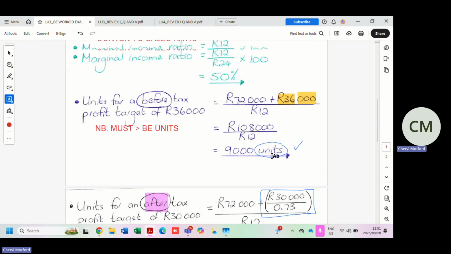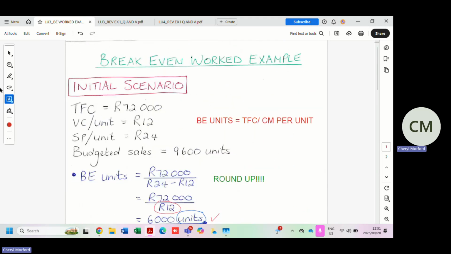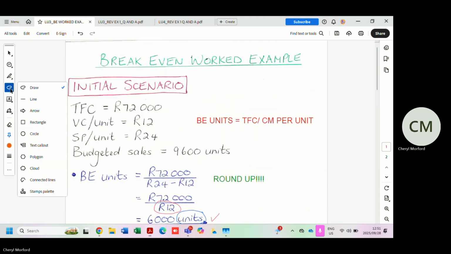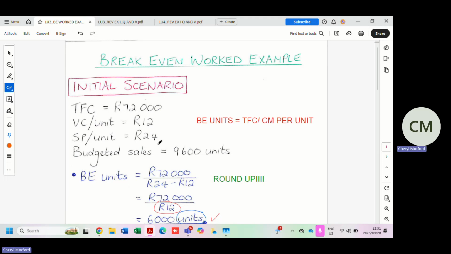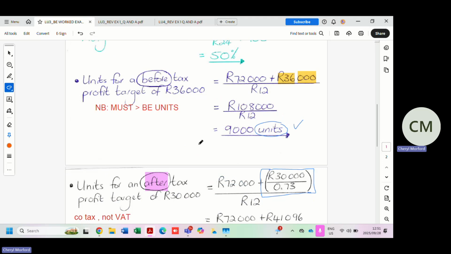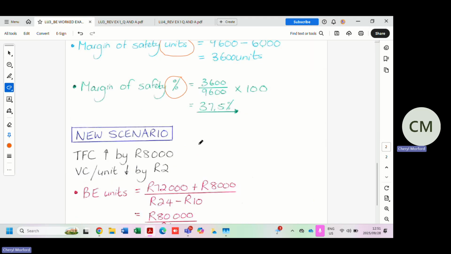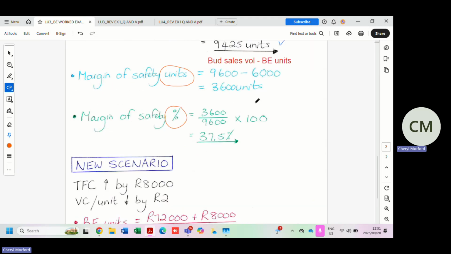So we need to pop up here to my scenario. Here we go. We've got budgeted sales of 9,600. We've worked out in the initial scenario, our margin of safety is going to be as follows. We're going to subtract the 6,000 break-even units from the 9,600, and we get 3,600 units. So that's what you do if it's units.